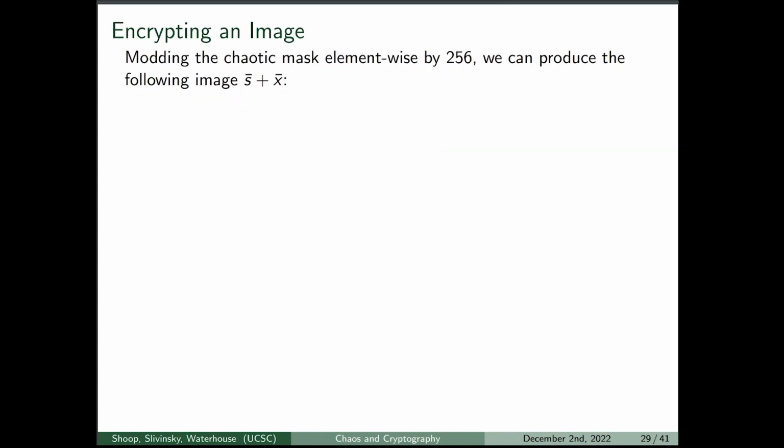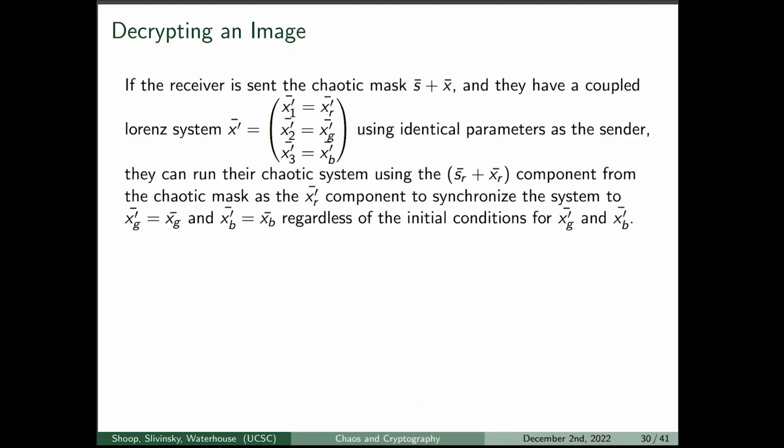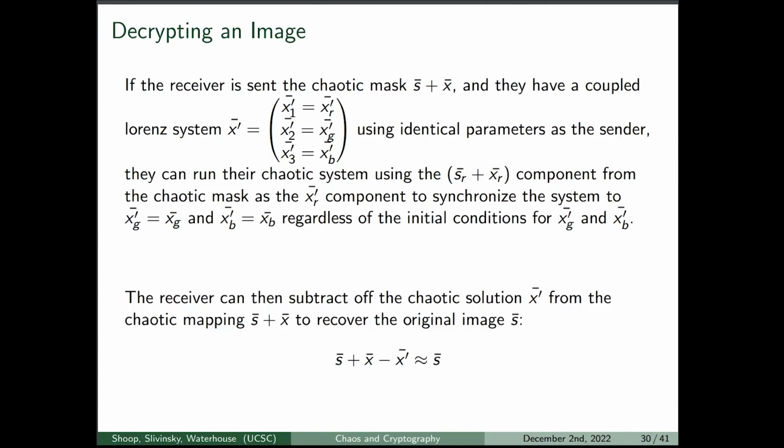If we mod the A2 matrix element-wise by 256, so its values fall between 0 and 255, we can produce the signal sent to the receiver. The effect of the chaotic masking is significant, and the original image is completely indiscernible. The receiver receives the sum of the chaotic masking and the original image's color values, and they run the receiving Lorentz system using the X component sent from the driving system, which synchronizes to the chaotic masking. This masking can then be scaled by 60, rounded, and subtracted from the received signal to recover the original image with a small error.